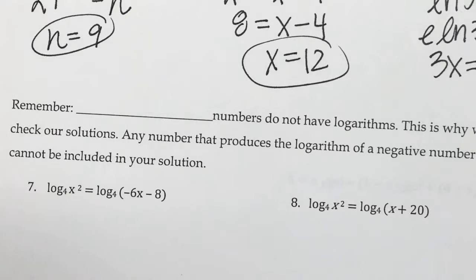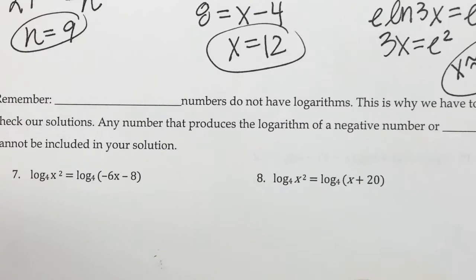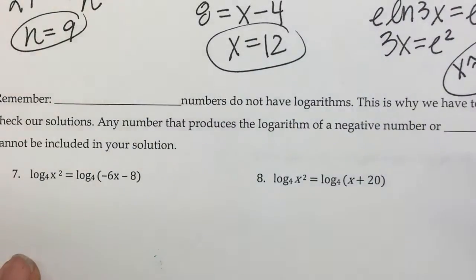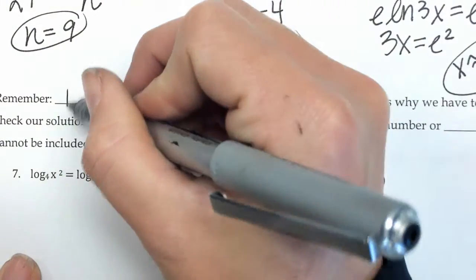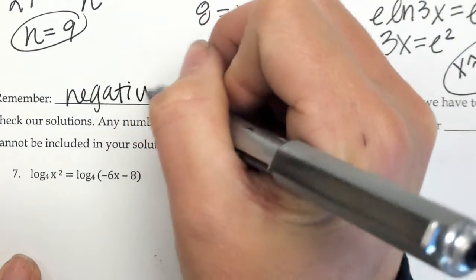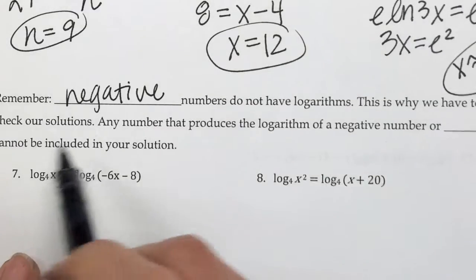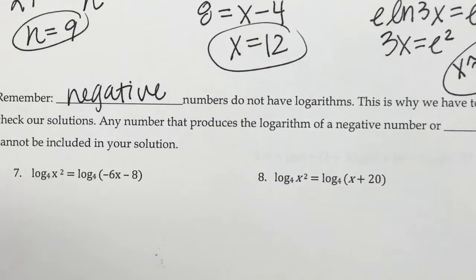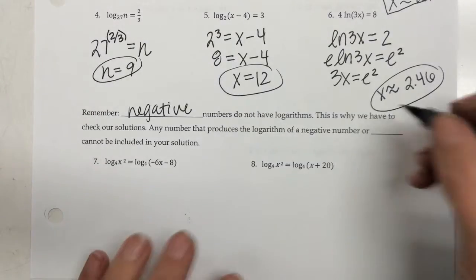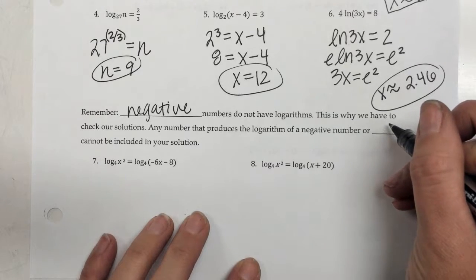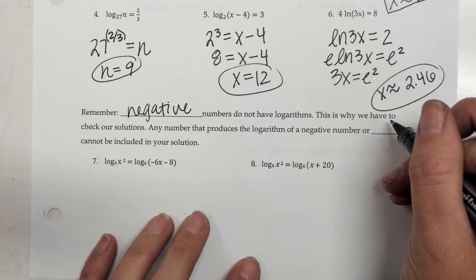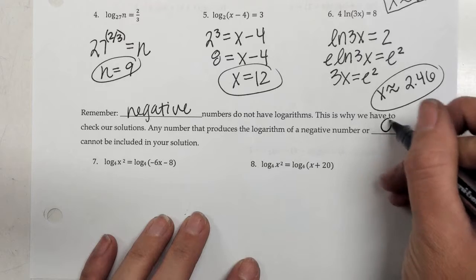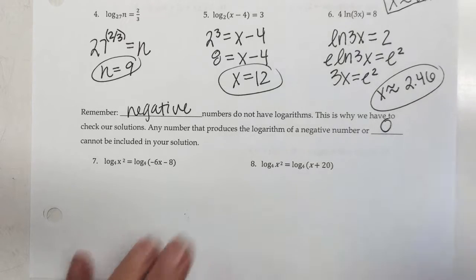Alright, moving on to solving logarithmic equations. Okay, remember that what type of numbers don't have logarithms? Negative. This is why we have to check our solutions. Any number that produces the logarithm of a negative number or, pre-cal students, do y'all know this? 0 cannot be in your solution.